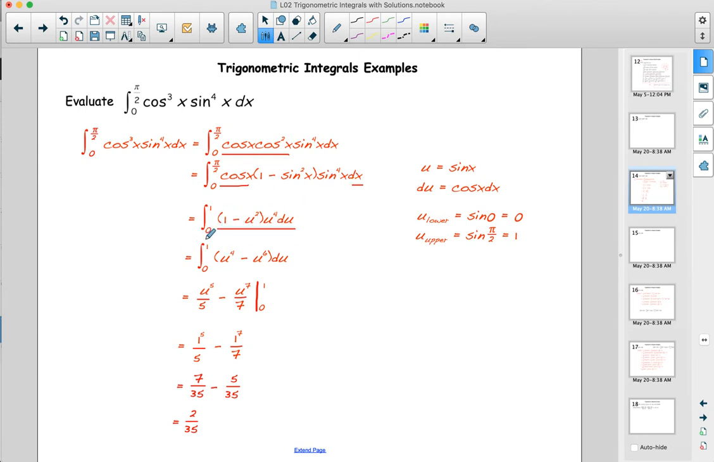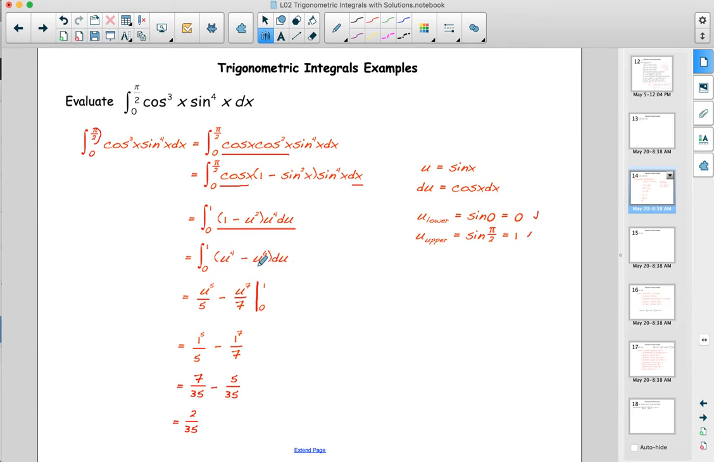Now I have to change the bounds of integration. So the lower bound of integration would be sine of 0, which of course is 0. The upper bound of integration would be sine of pi over 2, which is 1. I've now changed the bounds of integration to 0 to 1. Expanding, I get u to the 4th minus u to the 6th.